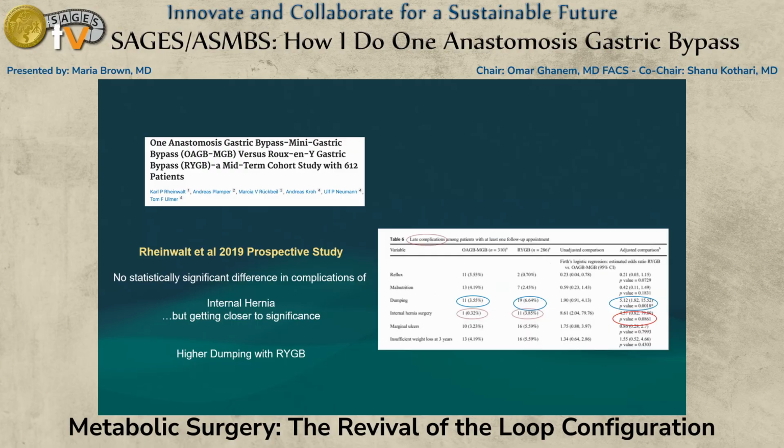So then looking at a prospective cohort study in 612 patients, we're looking at late complications here. So reflux and malnutrition were higher in the OAGB group, but they were not statistically significant. Internal hernias and marginal ulceration were higher in the gastric bypass group, but they were also not statistically significant. We are getting closer to statistical significance on internal hernia, and I think as we see larger studies, we probably will see that separate itself. However, we did see higher dumping with a gastric bypass.